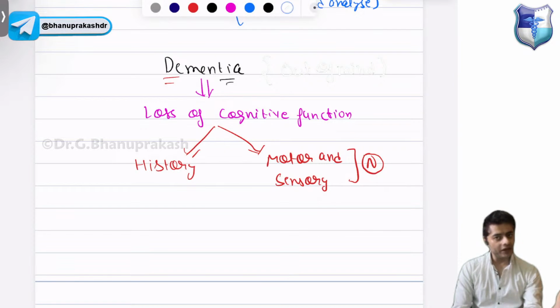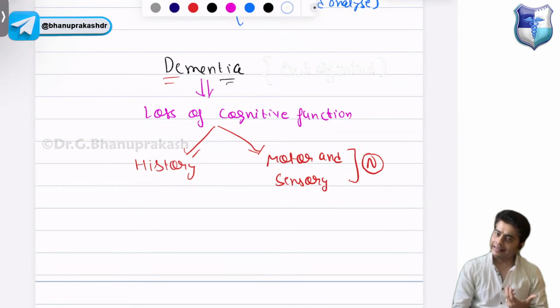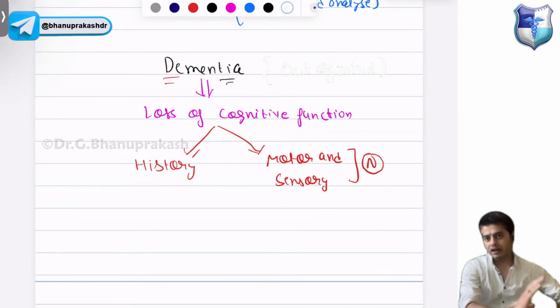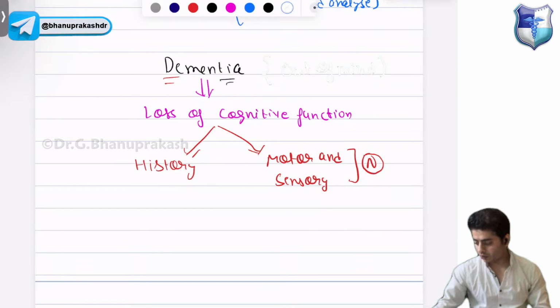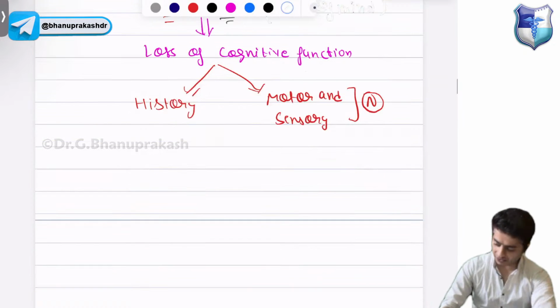So the person will have loss of cognitive function, and you will get to know about this loss of cognitive function by history. In these kinds of persons, generally motor and sensory examination is normal. So what are all the cognitive functions which we have?